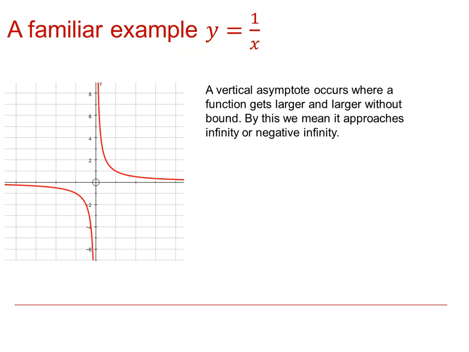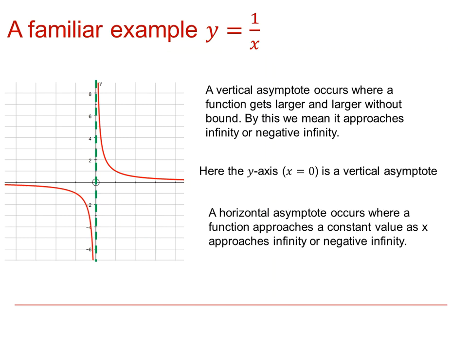So we said that a vertical asymptote occurs where the function gets larger and larger without bound. So this is going to happen when the denominator approaches 0. So there's our vertical asymptote. And then the horizontal asymptote is where it's approaching a constant value, not necessarily 0, or in this case it is 0. So this is what happens when the x value gets larger and larger.